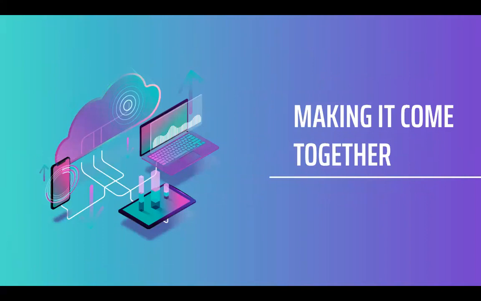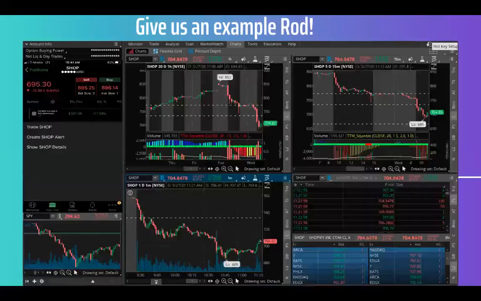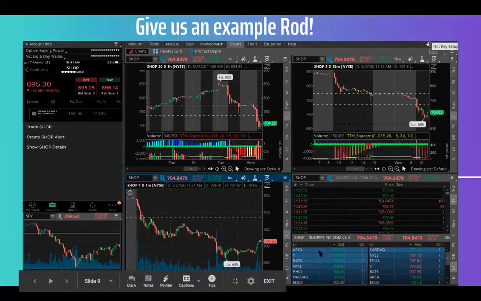So we want to make all of this come together. How do we do that? How do we take what we've learned from Kevin and Julius, and then take the squeeze? How do we mesh all this together? Right. So give us an example, Rod. What is level two? How do we read tape?